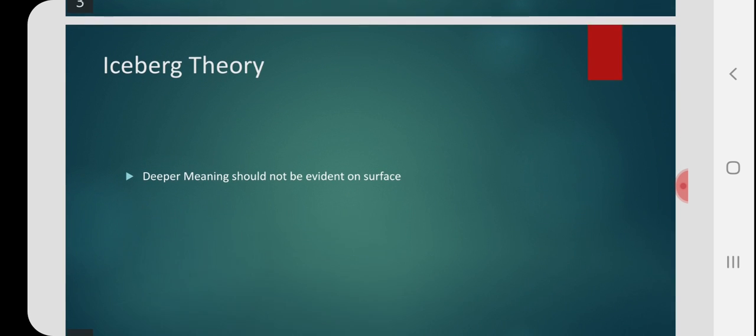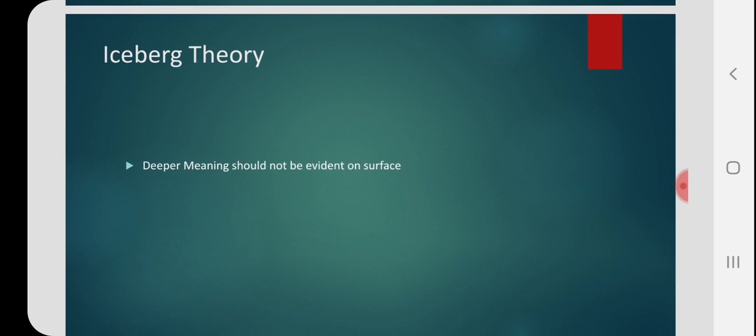Then we have the most important one, the iceberg theory. The iceberg theory was actually coined by Ernest Hemingway. To understand it, all of you must have watched the movie Titanic. When the ship was moving, the captains saw a small portion of ice floating on the surface of the ocean water, and they thought it was only a small portion, but it was only one part that was visible.